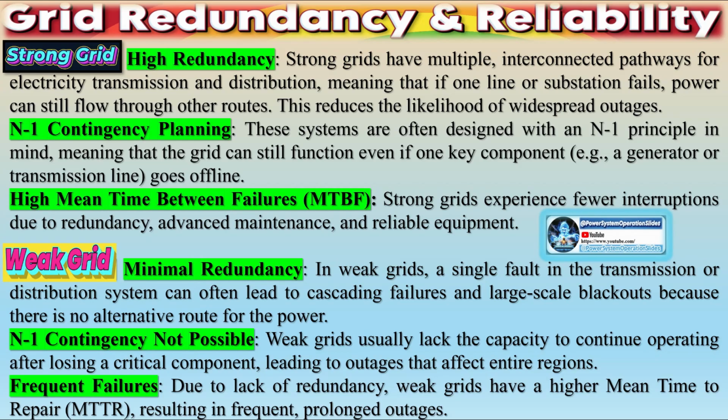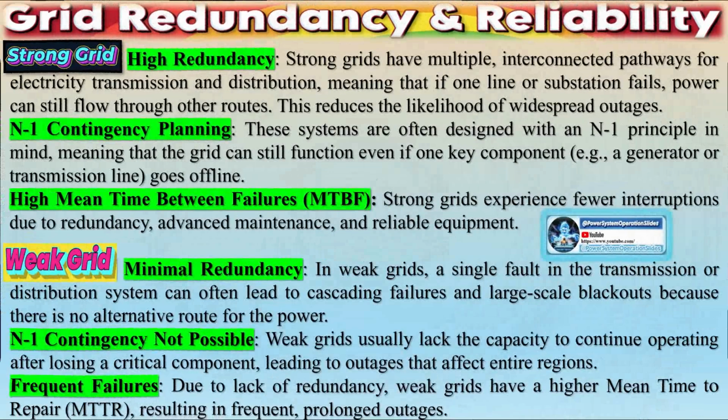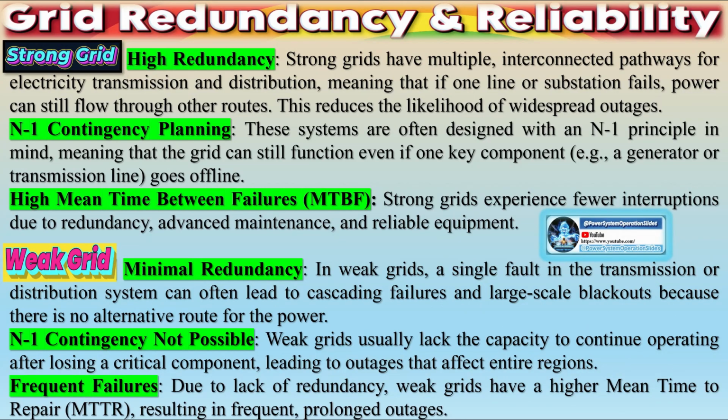Weak grids often rely on manual processes for many aspects of grid operation, including fault detection, load balancing, and maintenance, which increases response times and the likelihood of human error. Without technologies like smart meters or SCADA, weak grids have little visibility into what is happening at different points in the system, making it difficult to optimize performance or prevent issues. Weak grids lack the infrastructure for effective demand-side management, leading to frequent overloads during peak periods, as they cannot shift or reduce demand dynamically.